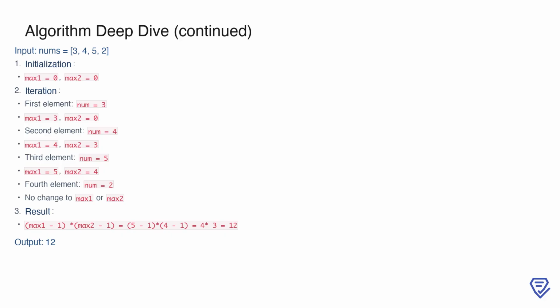After the loop, max1 is 5 and max2 is 4. Using the formula (max1 - 1) * (max2 - 1), we compute (5 - 1) times (4 - 1), which is equal to 4 * 3 equals 12. Thus, the output is 12, demonstrating the efficiency and accuracy of this approach.